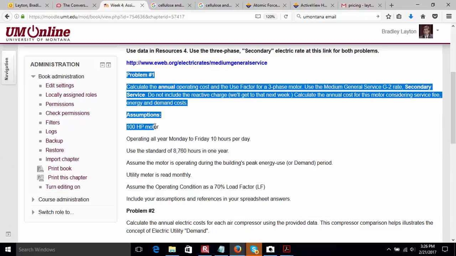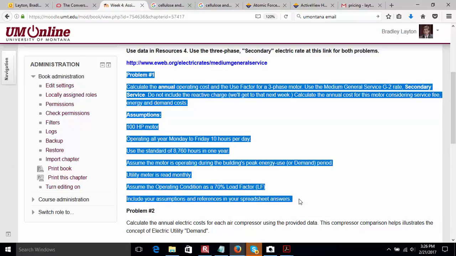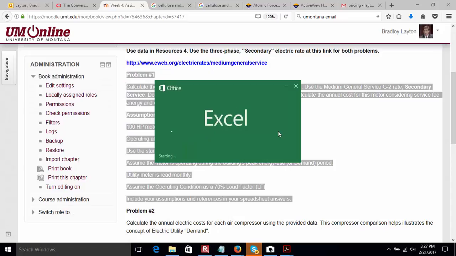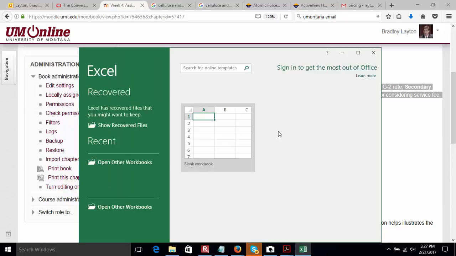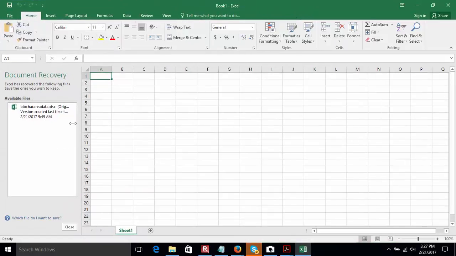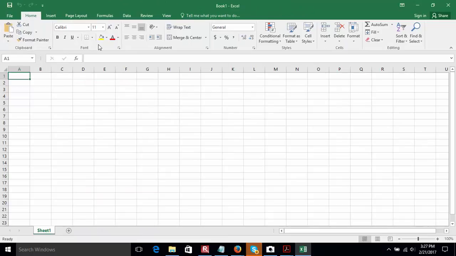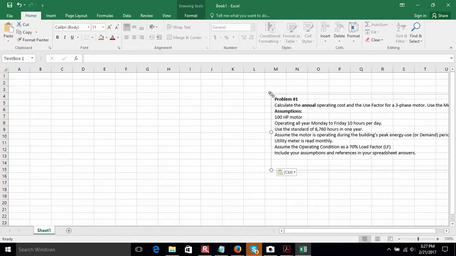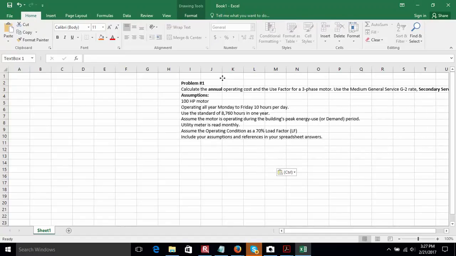So I'm going to take this. I'm going to copy it. And if I were starting from scratch, I'd come in here with a new spreadsheet. I would insert a text box. There's probably other ways to do this as well. Put in a text box. Boom. Okay. Pretty simple.